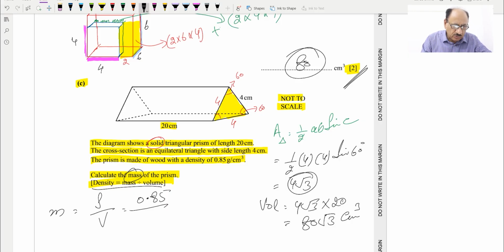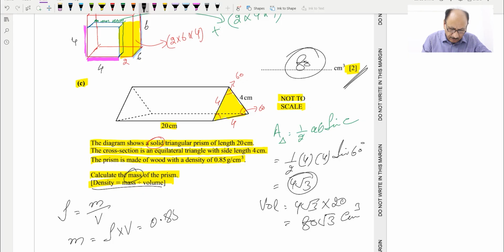Yes. So this is not mass over volume. Wait. Let me write the formula. Density is equal to mass per unit volume. So mass is required. Mass will be equal to density into volume, and density is 0.85, and multiply by volume, which we have already calculated.